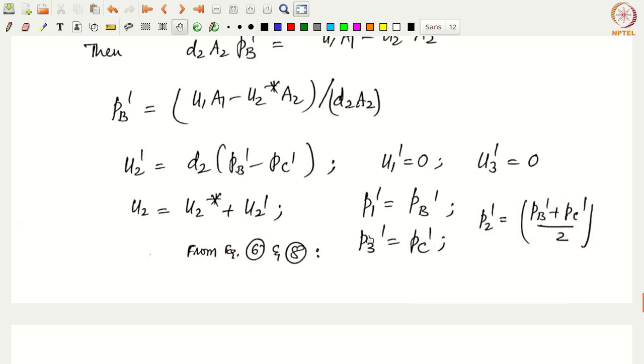Now P3 prime equals PC prime, because this is what is coming out from applying the momentum equations to the boundary cells, and using that discretization we are able to comment on the pressure corrections on the phases. So P1 prime equals PB prime and P3 prime equals PC prime. And as usual, if you have a central difference approximation, arithmetic average, essentially you update the pressure on the phase 2 as PB prime plus PC prime by 2.